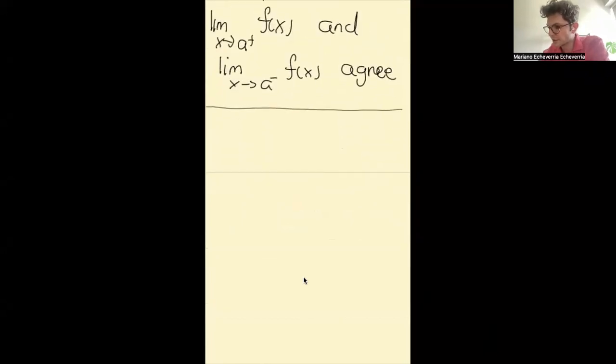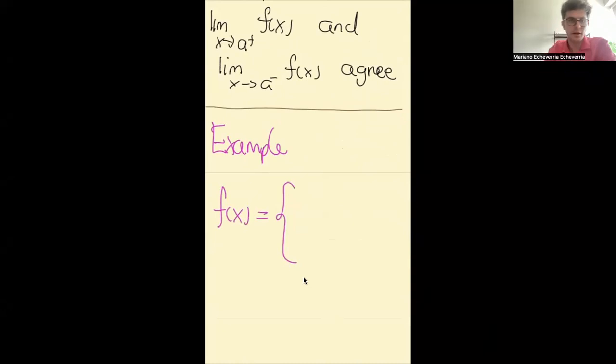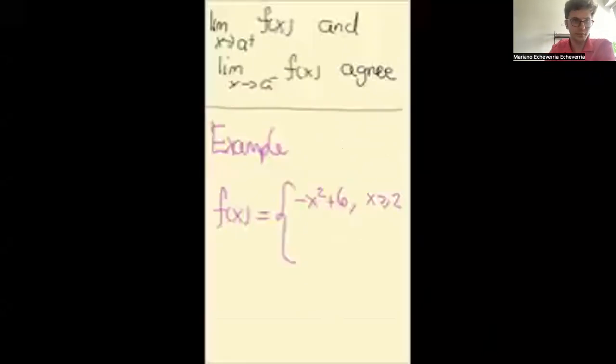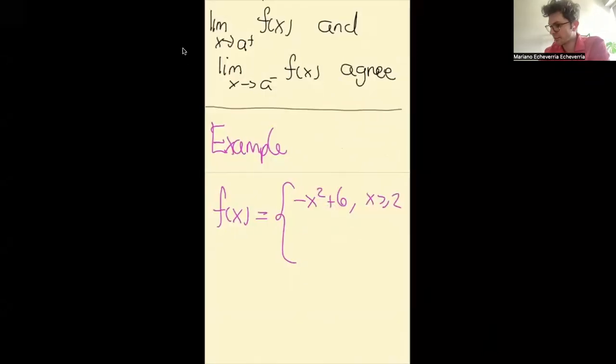So yeah, here's another example. f of x is now going to be minus x squared plus 6 if x is greater or equal to 2, and mx plus 1 if x is less than 2. Okay.